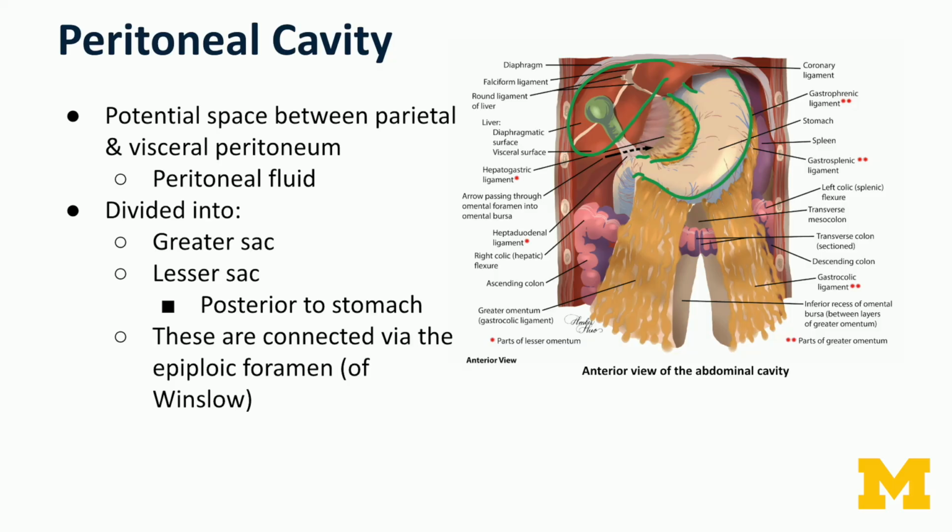And so this space all about here, this is the peritoneal cavity or sac. And we can divide that into two separate spaces. A greater sac, which really is most of the peritoneal cavity, and a lesser sac. That lesser sac is the space that is behind the stomach and this hepatogastric ligament. If we go through here, that's through the epiploic foramen or the foramen of Winslow. We can move between greater and lesser sacs.